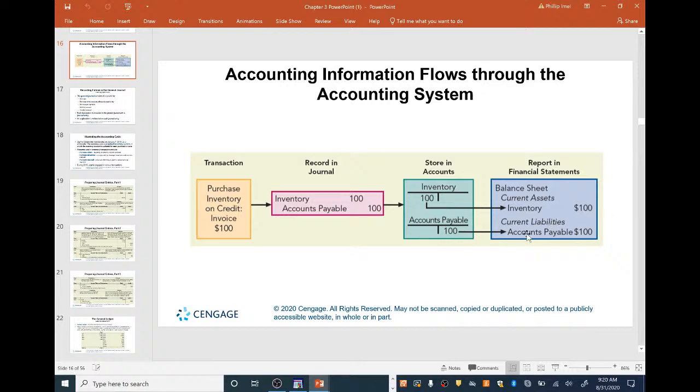Next, accounts payable. Remember, accounts payable is a liability. Liabilities are reported on the balance sheet. Accounts payable in particular is a current liability. So it's going to be in the liabilities section of the balance sheet, in particular the current liabilities section, accounts payable, a line item of $100. So we can see here how the accounting information flows through the accounting system from the point of sale, meaning the transaction, to how it goes through the journal, how it's stored in the accounts, and ultimately how it's reflected within the financials. Okay? Once again, this is very important here as well.